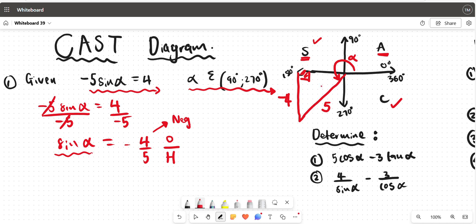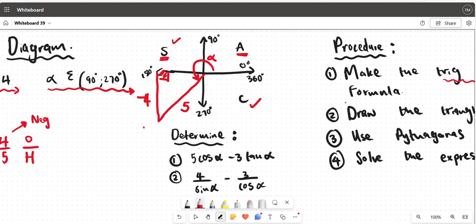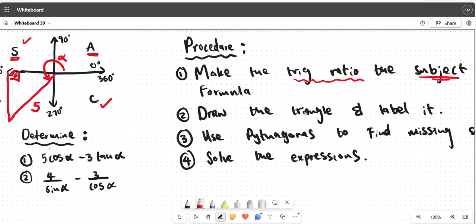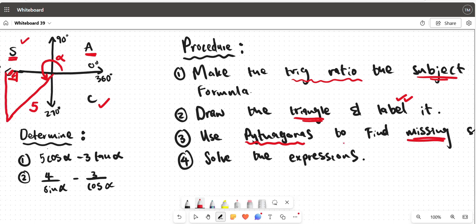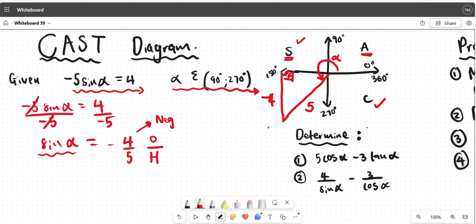Now that I've labeled those, there's one last thing missing, and that is this side right here, the adjacent, that I need to solve for. So I've drawn the triangle, I've done step number 2, and I've labeled the triangle. Now I need to use Pythagoras to find the missing side. So let's do that step right this side.